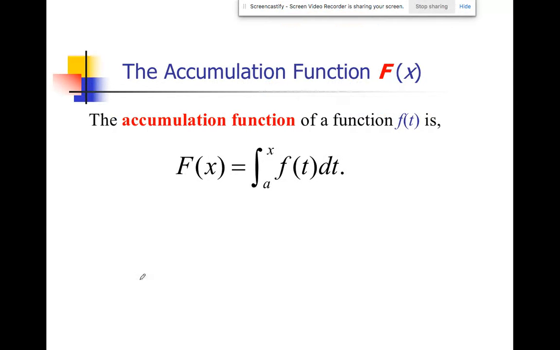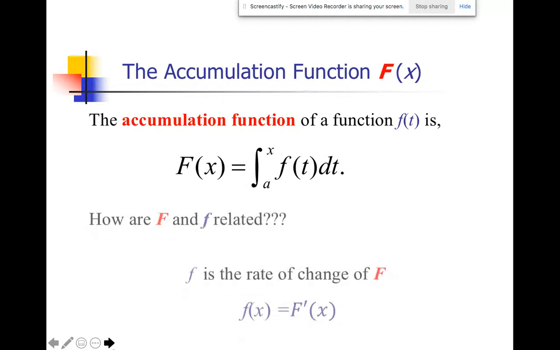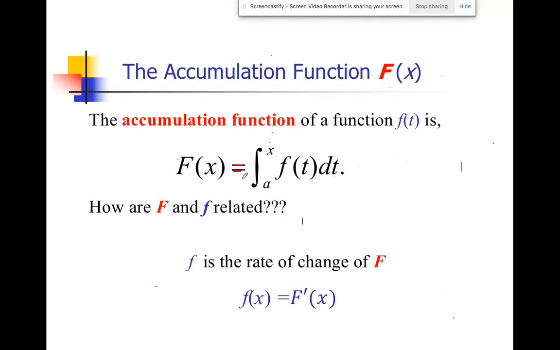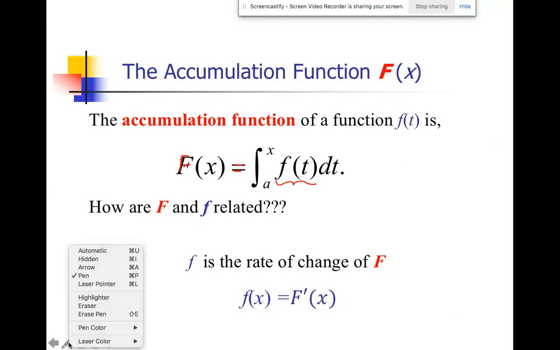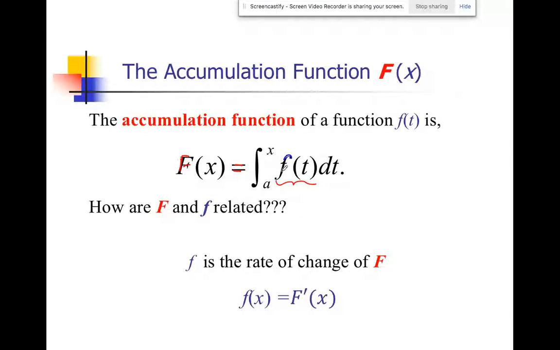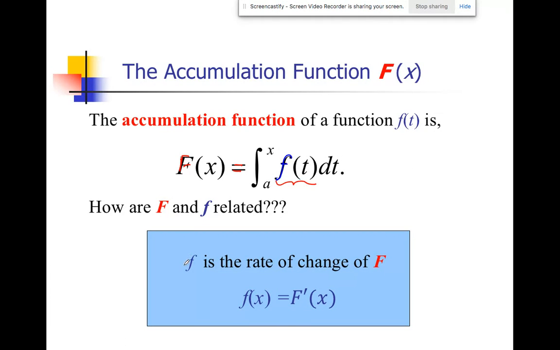The accumulation function is an integral. F of t with your dummy variables, t is the integrand. How are capital F and little f related? They are inverses of each other. Little f is the derivative of capital F. Little f is big F's derivative. Little f is called the derivative. Its inverse is called the antiderivative.